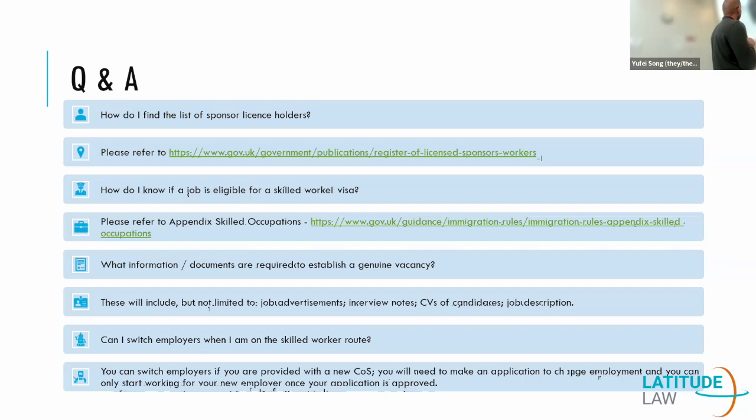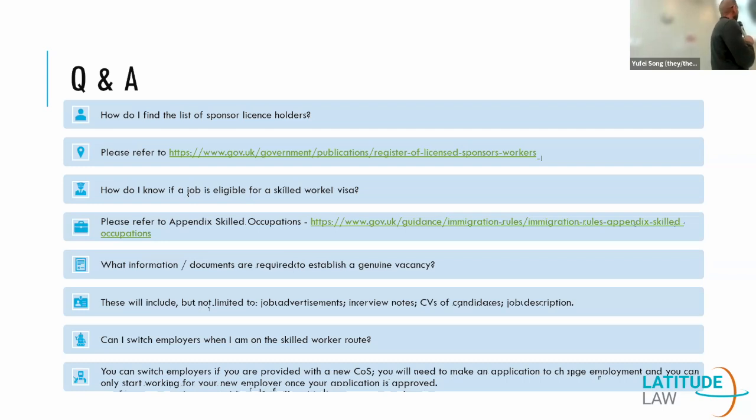And how do I know if a job is eligible for skilled worker work? Again, exactly what I explained towards the start. If you click on that link for Appendix Skilled Occupations, it has a list of all skilled worker roles and relevant salaries next to it as well. And the good thing is, not only does it have a going rate salary, each section will have the minimum criteria salary for options A, B, C, D, so whichever one you wish to refer to.